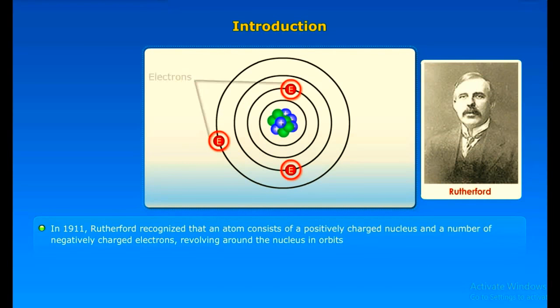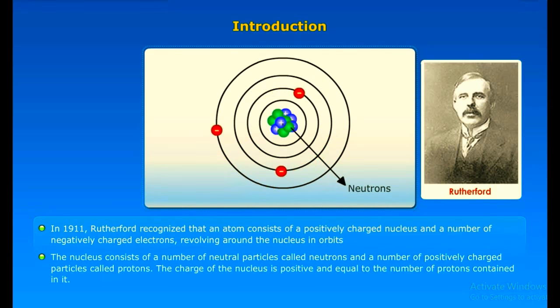In 1911, Rutherford recognized that an atom consists of a positively charged nucleus and a number of negatively charged electrons revolving around the nucleus in orbits. The nucleus consists of a number of neutral particles called neutrons and a number of positively charged particles called protons. The charge of the nucleus is positive and equal to the number of protons contained in it.